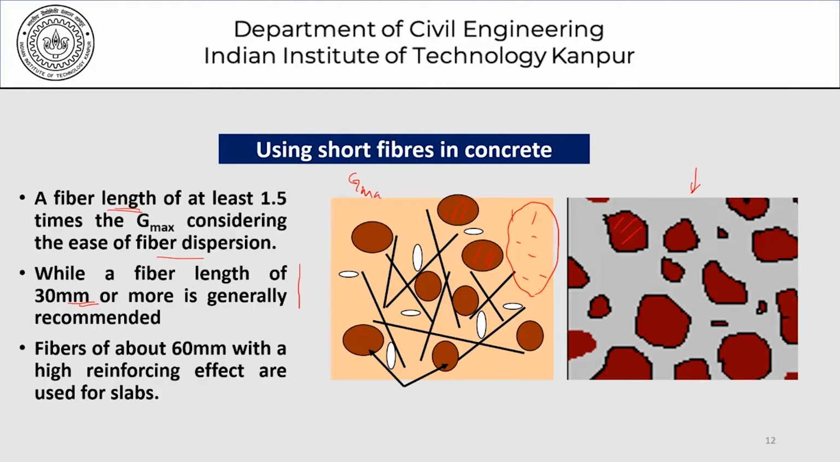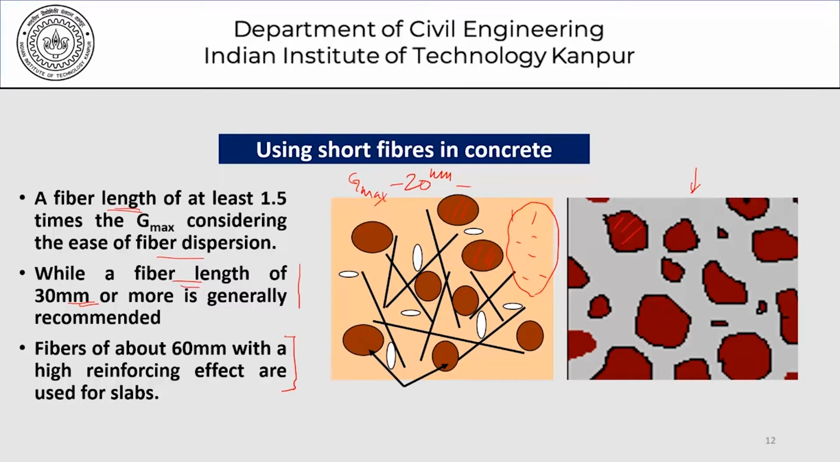So we generally use a nominal maximum size of aggregate of about 20 mm as far as reinforced concrete is concerned, and therefore the fiber length of 30 millimeters is often considered a benchmark as far as using fibers in concrete is concerned. Fibers of about 60 mm have a high reinforcing effect used for slabs. The kind of fibers that we use, what should be the length, what should be the diameter, all that also depends on the member that you're using it in. It could be a slab, it could be a beam, it could be a column.